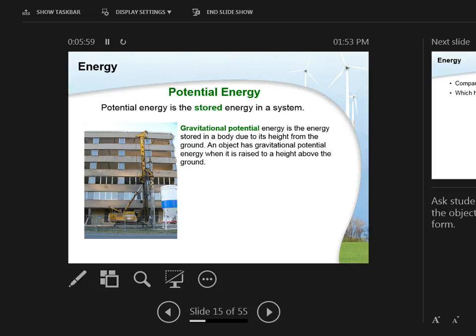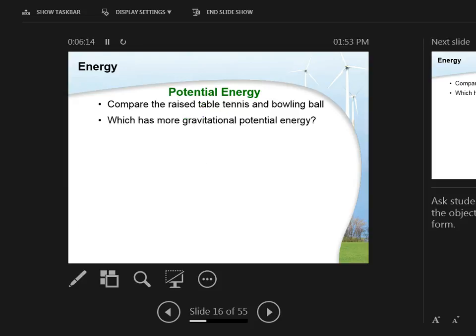And gravitational potential energy over here, I think this is a power driver. So it raises this driver up, then it releases it, and it slams down into the floor, and it does work. Okay? So you raise it up, and then it has gravitational potential energy. So today we are going to focus on gravitational potential energy.